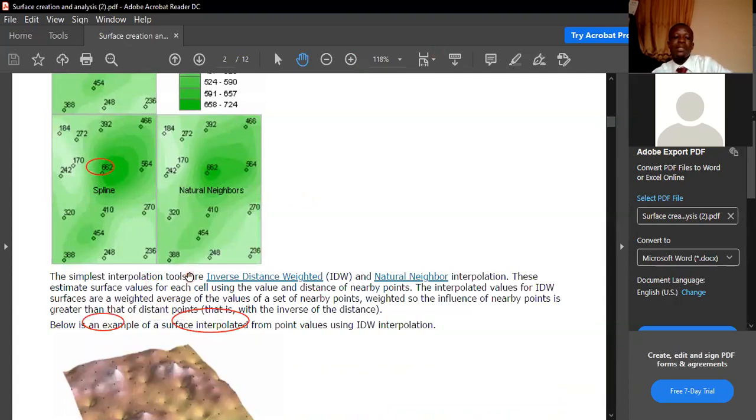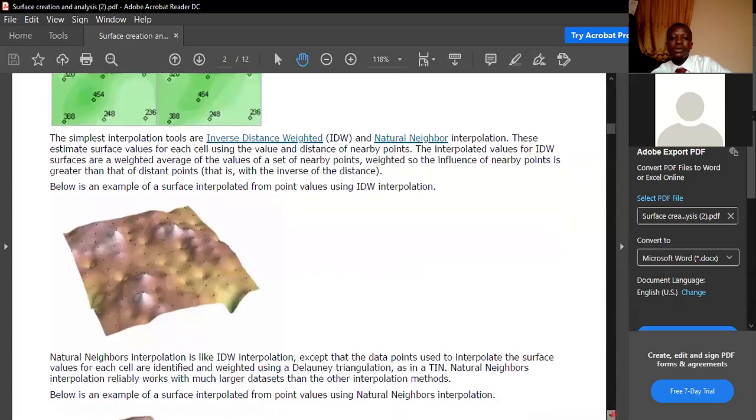So the simplest interpolation tools are the inverse distance weighted, which I've talked about already, and then the natural neighbor interpolation. Is that okay? All right. So at the end of the day, we make use of the points. You never interpolate if you don't have some known points. You have to get some known points.